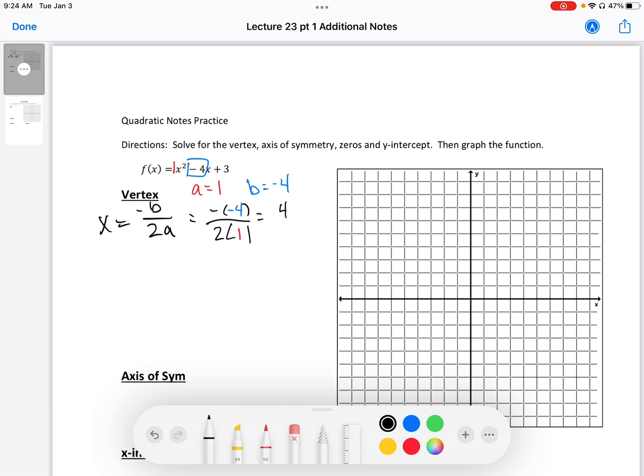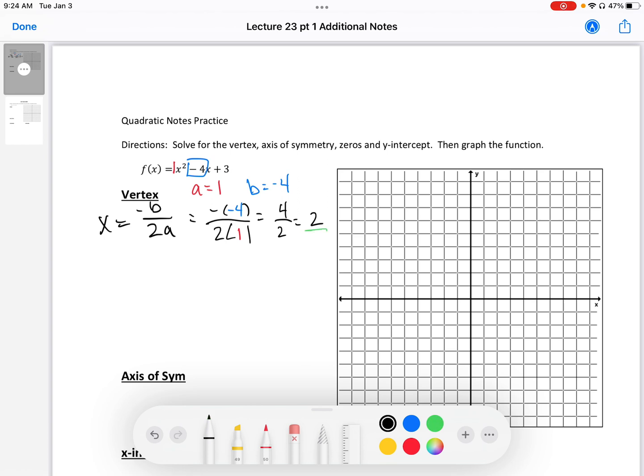Negative and a negative makes that a positive 4. 2 times 1 is 2. So I find that my x value is 2. Okay. Now that I know my x value is 2, I am going to substitute that x value back into the equation.